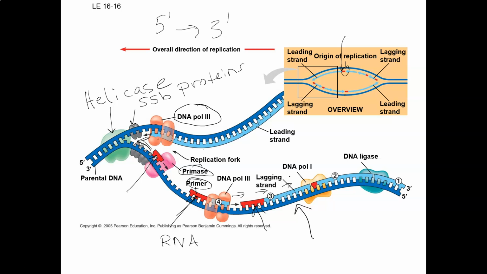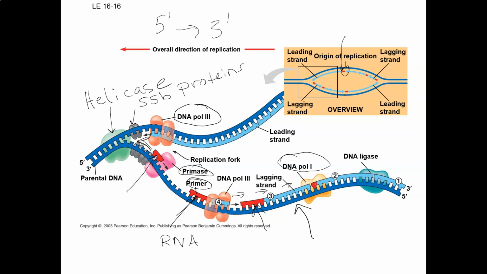And then once you do that on both strands, eventually you have to remove the primer, because you don't want RNA in there. So you have to remove that and replace it with DNA nucleotides. And that's the job of DNA polymerase 1. So it's a different polymerase, and it can remove the RNA and replace it with DNA.